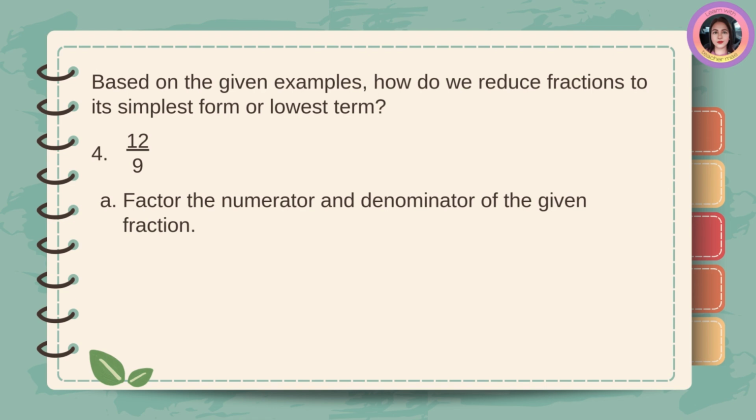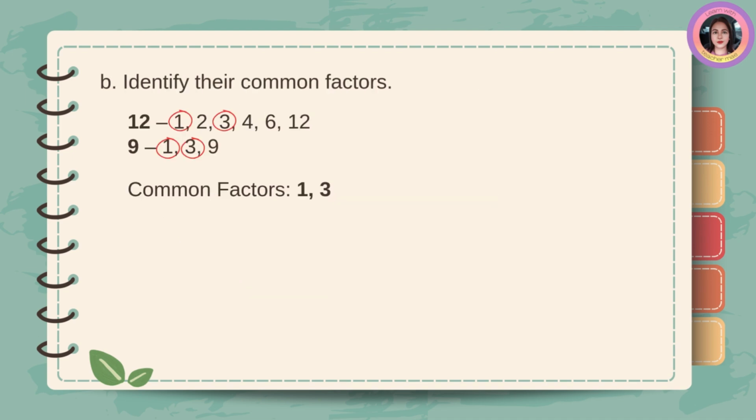Example number 4, 12/9. Factor the numerator and denominator of the given fraction. The factors of 12 are 1, 2, 3, 4, 6, and 12. The factors of 9 are 1, 3, and 9. Then, identify their common factors. The common factors of 12 and 9 are 1 and 3.